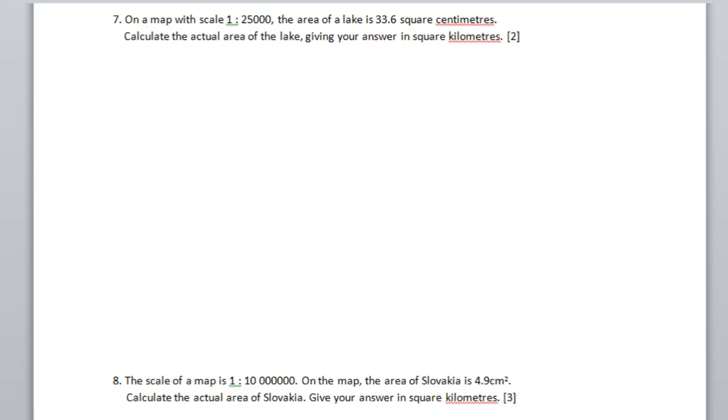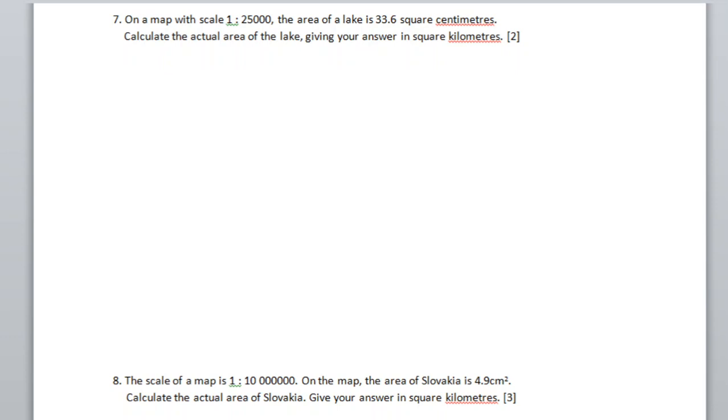Question number 7. On a map with a scale 1:25,000, the area of the lake is 33.6 square centimeters. Calculate the actual area of the lake, giving your answer in square kilometers.